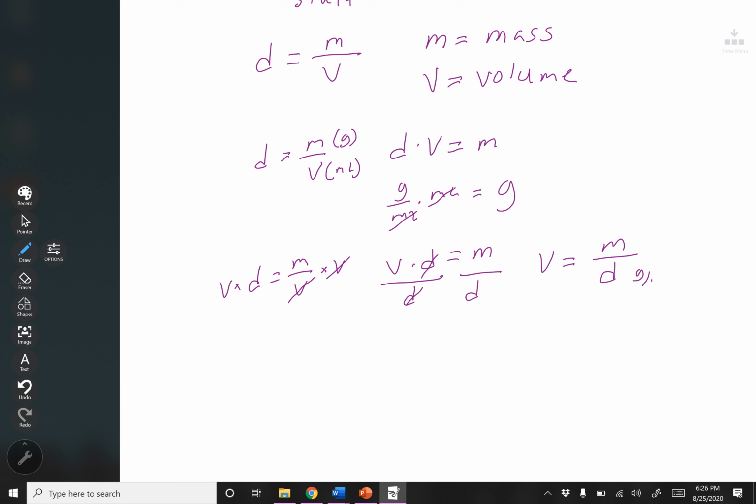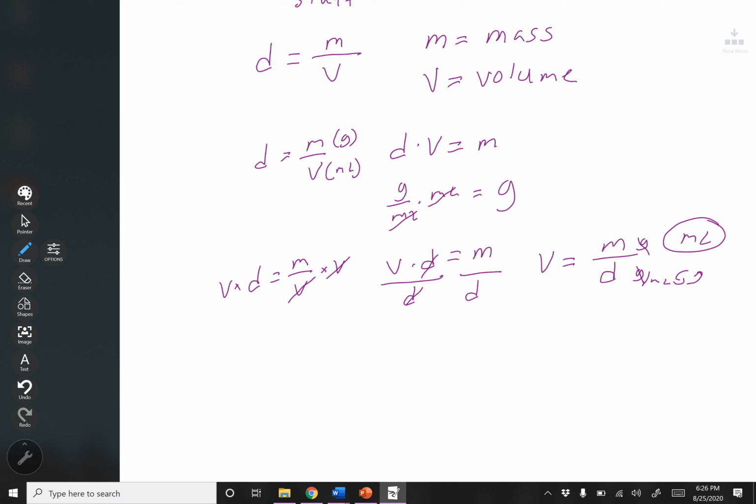And so here my units would be grams per mL. Here my units would be grams. Okay, so these would cancel. And remember that if something is in the denominator, when you bring it to your numerator, you flip it around. So this would actually give me units of milliliters.